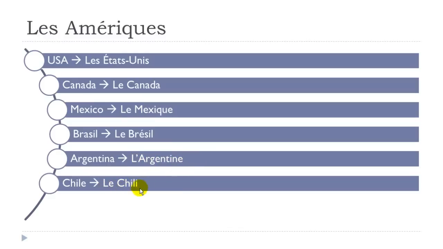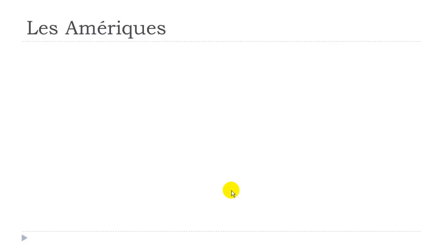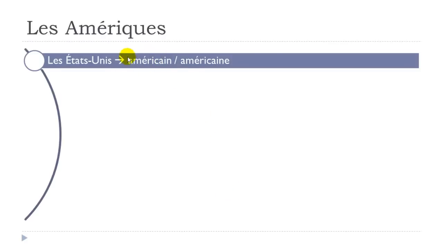Le Chili. Okay, remember, C-H, sh. Chi, Chili. Le Chili. La Bolivie. Okay, final E, not pronounced. La Bolivie. Alright, so I assume everything is clear. We can repeat them one more time. Les États-Unis, le Canada, le Mexique, le Brésil, l'Argentine, le Chili, la Bolivie. Okay, and then we'll see now the nationality.